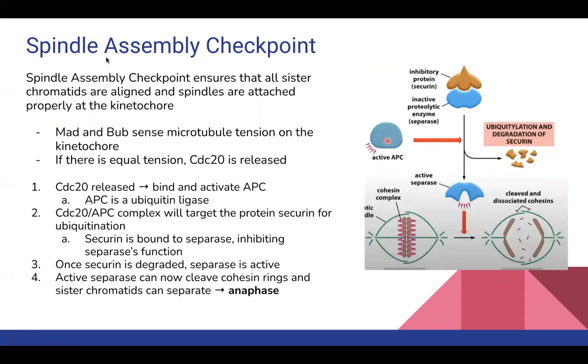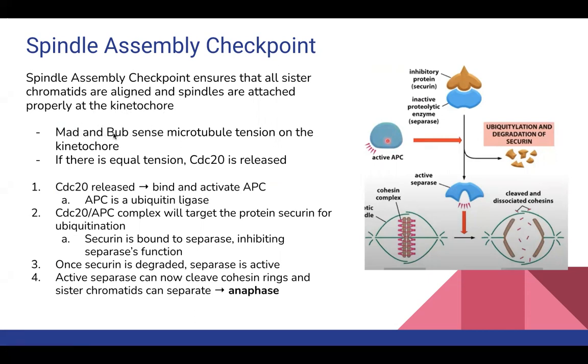But first, we have the spindle assembly checkpoint, which is used to make sure that all the sister chromatids are aligned and the spindles are attached properly to the kinetochore. Pretty much just another checking mechanism to make sure nothing goes wrong with this whole process. So she briefly mentioned it in class.